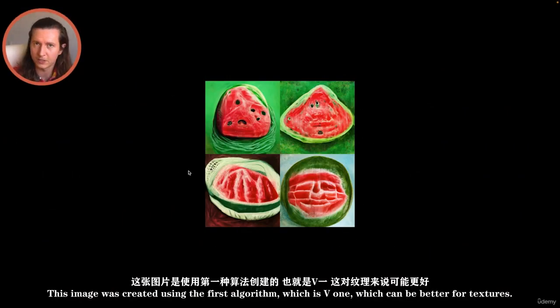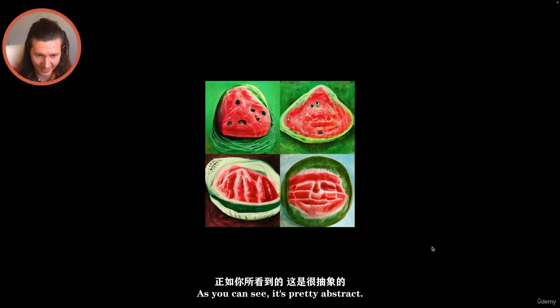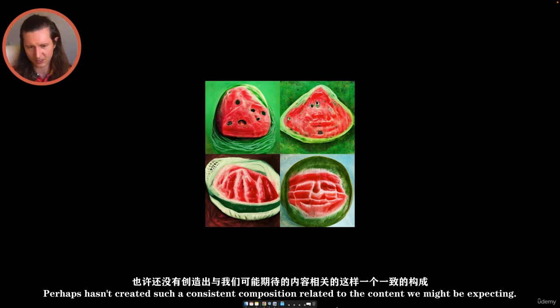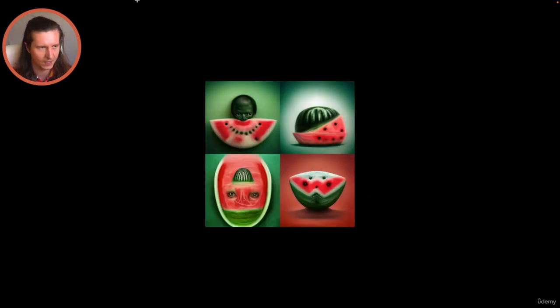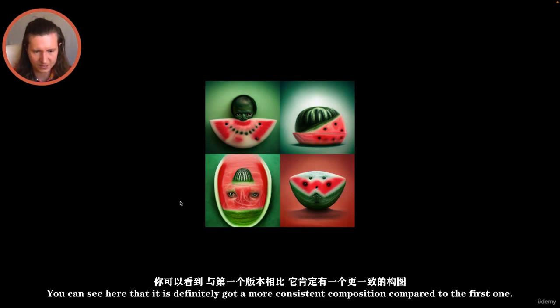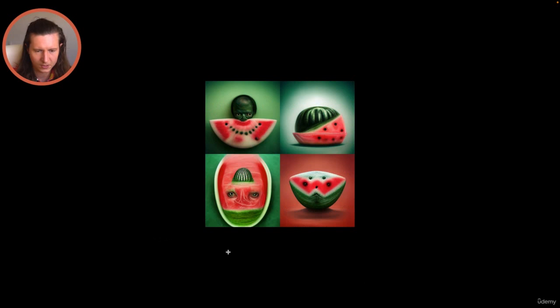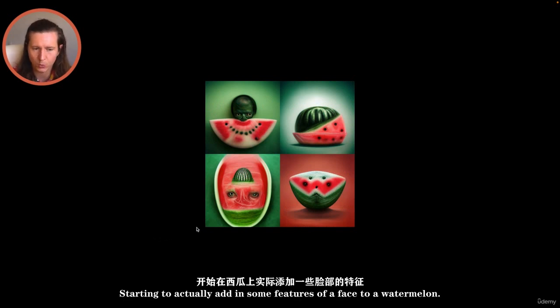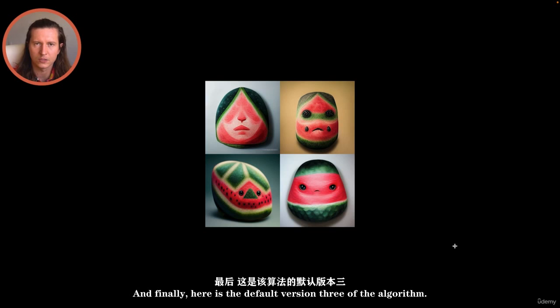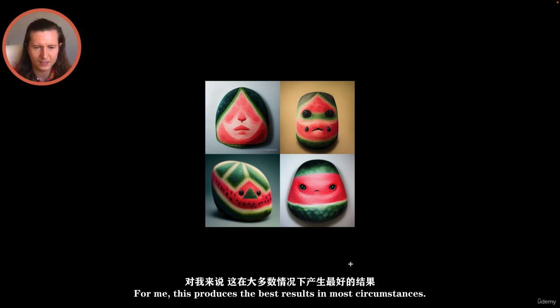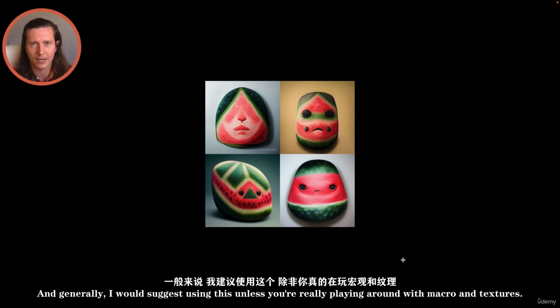So now we've got our 3 images using the 3 different algorithms available on Midjourney. This image was created using the first algorithm, which is V1, which can be better for textures. As you can see, it's pretty abstract. It perhaps hasn't created such a consistent composition related to the content we might be expecting. The second is version 2. You can see here that it's definitely got a more consistent composition compared to the first one, starting to actually add in some features of a face to a watermelon. And finally, here is the default version 3 of the algorithm. For me, this produces the best results in most circumstances, and generally I would suggest using this unless you're really playing around with macro and textures.